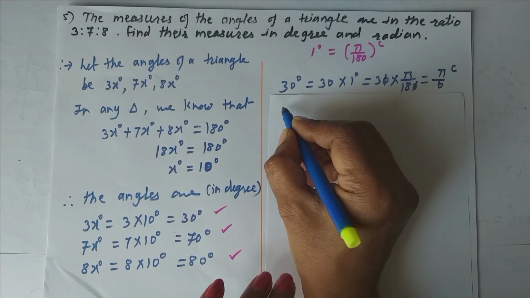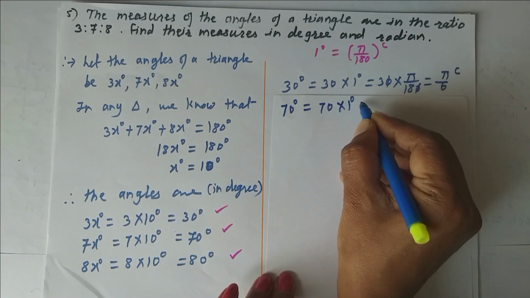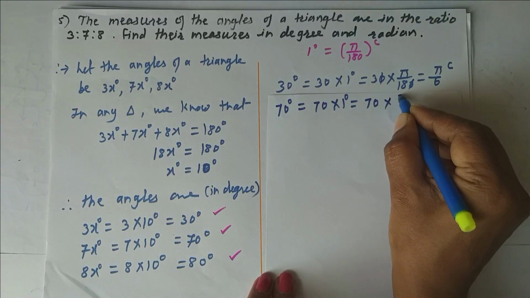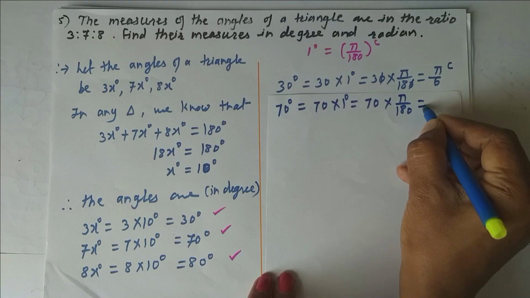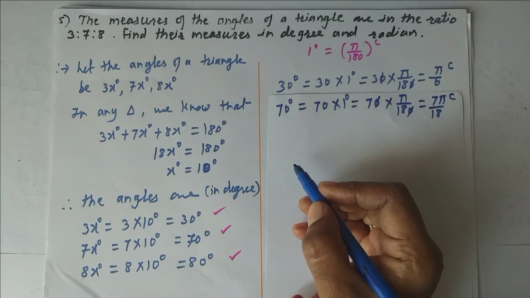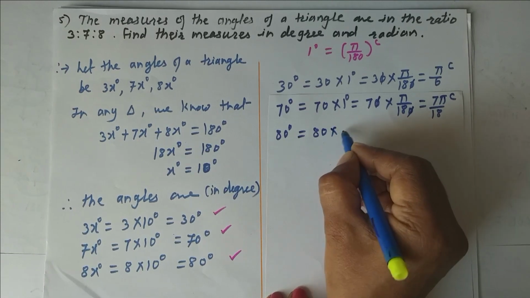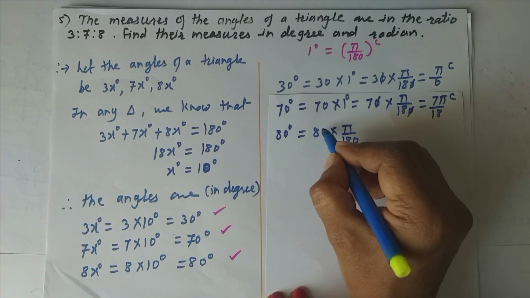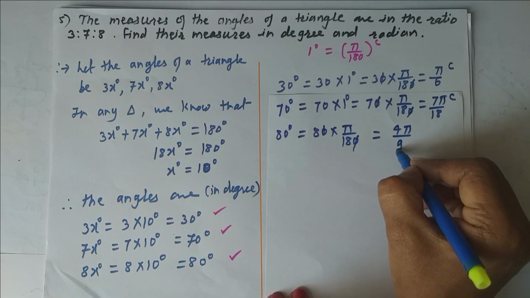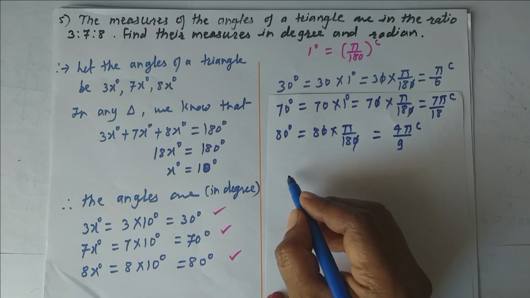Now this 70 degree can be written as 70 into 1 degree, keep the value of 1 degree pi divided by 180. This is nothing but 7 pi divided by 18 radians. Now we will convert this 80 degree into radians. Multiply this 80 by pi by 180 and simplify this. After simplification, this is nothing but 4 pi by 9 radians. In this way, we have converted the angles into degree and radians.